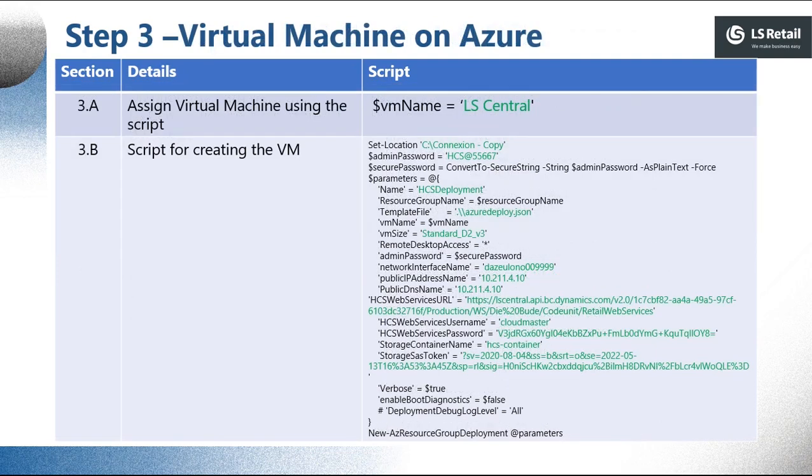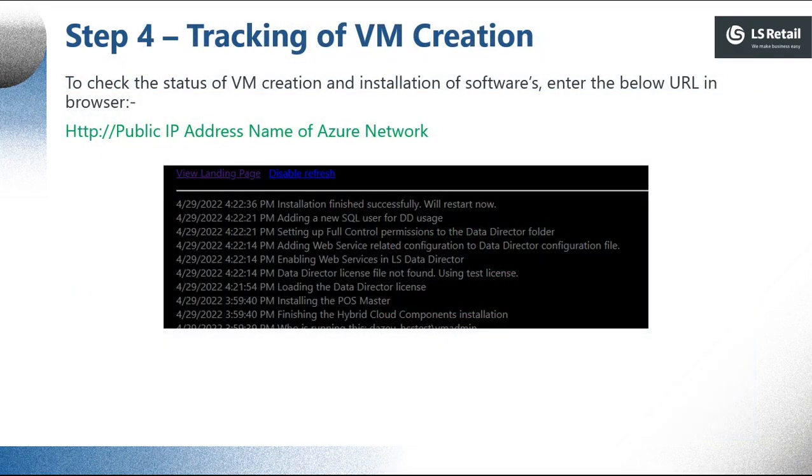Third step is the HCS VM creation on Azure. Here in section 3a, we will assign the VM name. The variable in green can be mentioned as required. Then in section 3b, we create the HCS VM using the script. We will discuss the script in detail in our live demo. Once the HCS VM creation script is executed, the process can take approximately 40 to 50 minutes. During this period, we can check the status of VM creation by mentioning the IP address in browser.